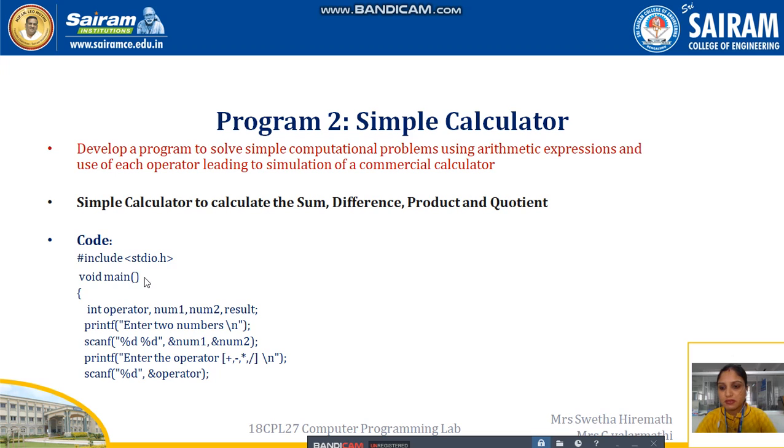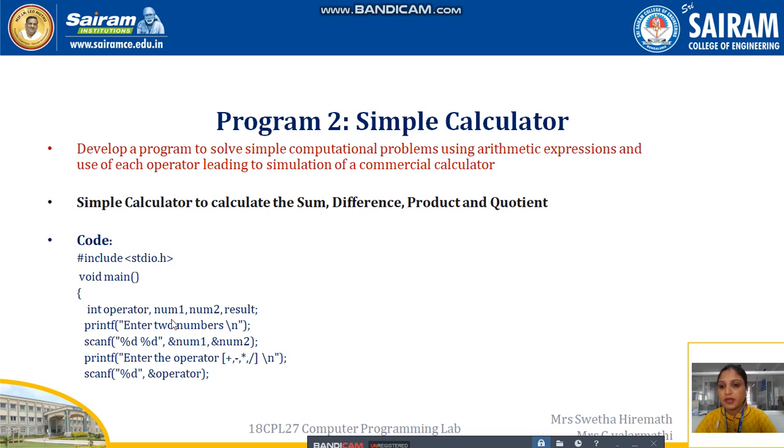The program always starts with the main function. Here in the main function we have the declaration part, in which we declare the variables we are using in our program. For a simple calculator we need two inputs, that is two numbers, followed by the operator, what operation has to be performed on those two numbers, and the resultant variable where we are going to store the result. So: int operator, num1, num2, result. These four are the variables I am going to declare, and all four are of integer data type, so we can enter only integer numbers as input.